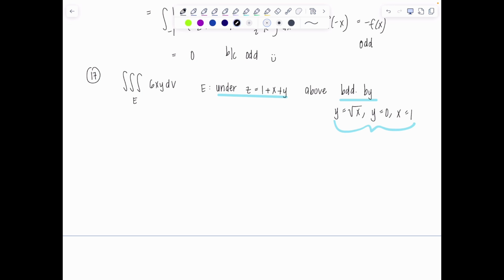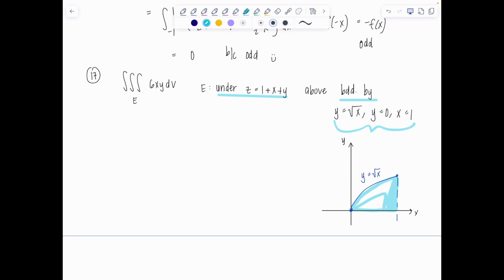So let's draw the base region. It's the xy plane. Can you see? Do you have y equals rad x there? Yes. Okay. So y equals rad x, x equals 1. This is the base region for the outside. Okay, so what do you want to do, dz, dy, dx? Yeah, that's what I did. Okay, so we'll do triple integral over E of 6xy dz, dy, dx.